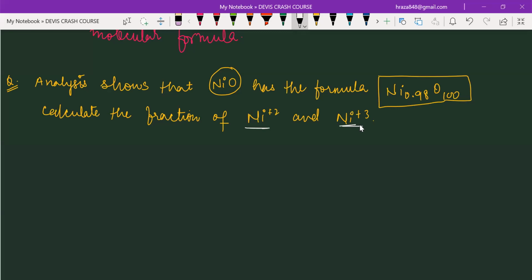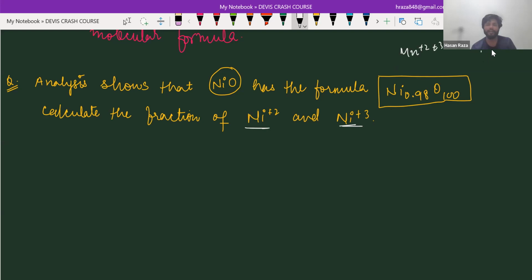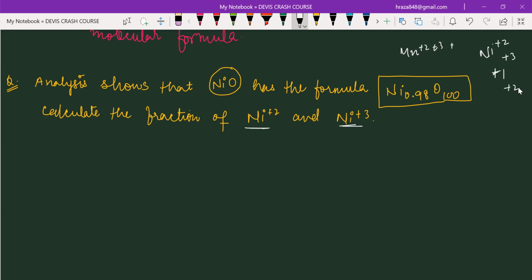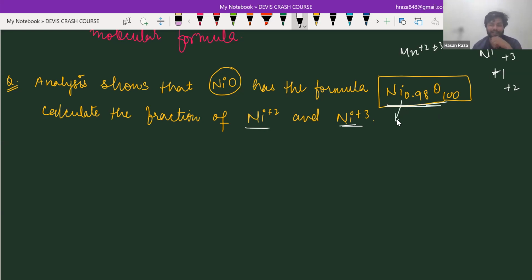D block elements have variable valency. Manganese exists in +2, +3, +4, +5. Nickel exists as Ni+2 and Ni+3. Copper exists as +1 and +2. So D block has variable oxidation states. Now this is the formula, and in this nickel is 0.98, and nickel exists as Ni+2 as well as Ni+3.